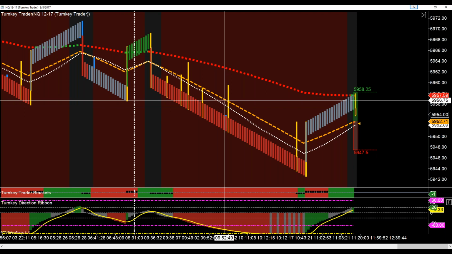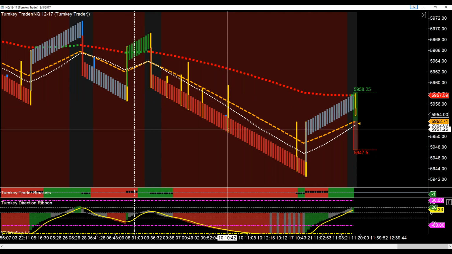That's when we want to look back in, because we're anticipating that all the sellers are going to hop in and push the price down.